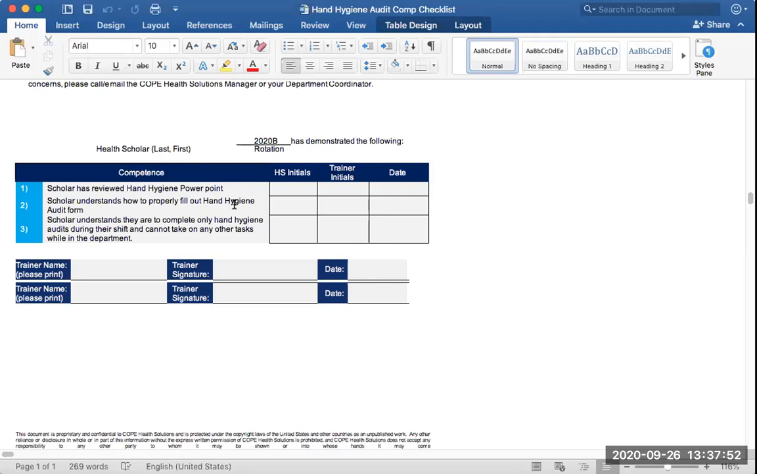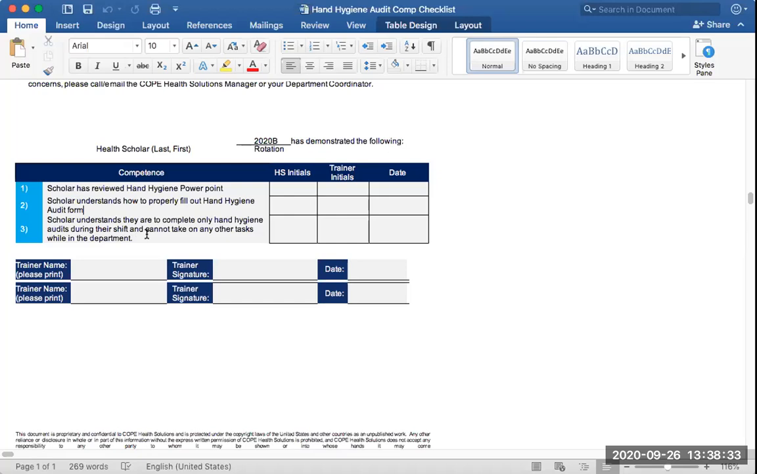The understanding of the form that we just went over and how to complete it, and how to complete only hand hygiene audits during their shift and cannot take on any other task while in the department. You'll also discuss that too. You are not allowed to do anything outside of observing hand hygiene in this hand hygiene department. Remember, if they ask you to come into the room and assist them or to check out this patient, you just politely decline and say, I'm sorry, this is out of my scope of practice. Can I get someone else to help you?